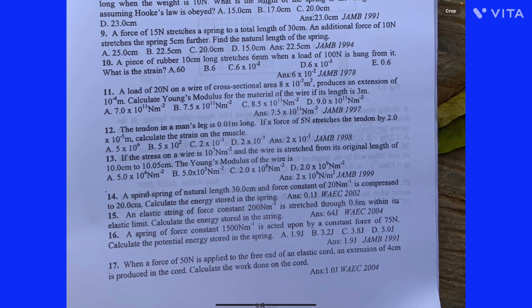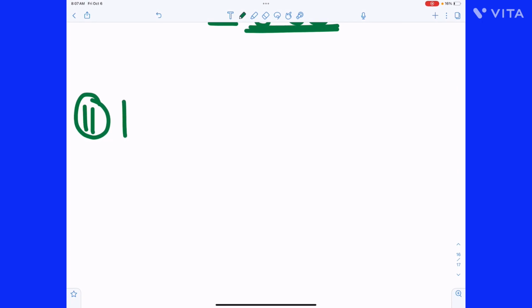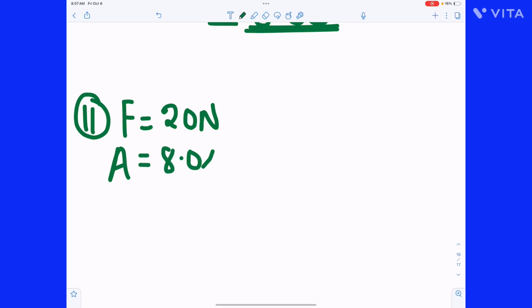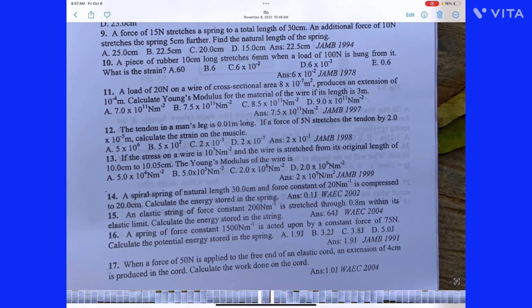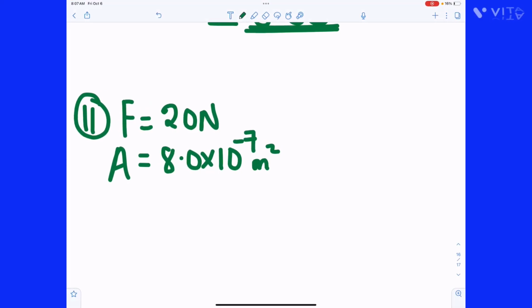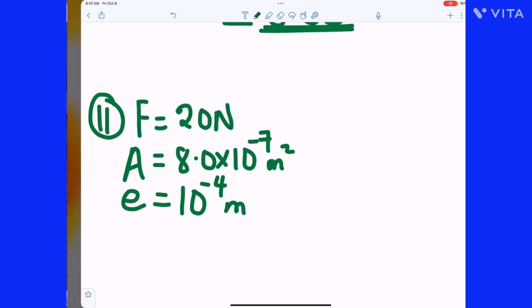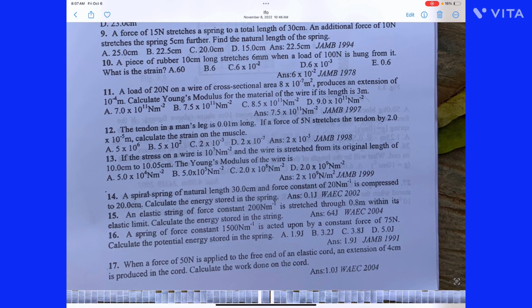Number 11 says a load of 20 newtons on a wire of cross-sectional area 8 times 10 raised to the power minus 7 meters squared. Force or load 20 newtons. Cross-sectional area of the wire 8.0 times 10 raised to the power minus 7 meters squared. Produces an extension of 10 raised to the power minus 4 meters. The extension produced by the load is 10 raised to the power minus 4 meters. The question says calculate the strain.